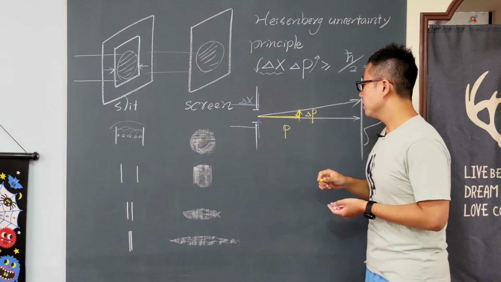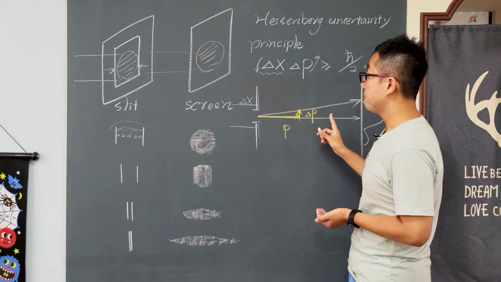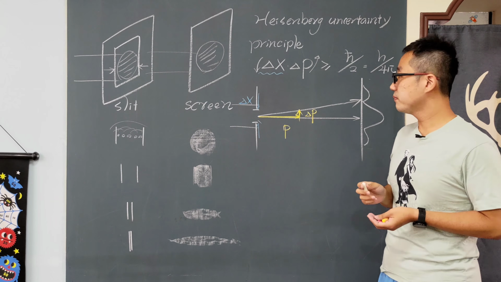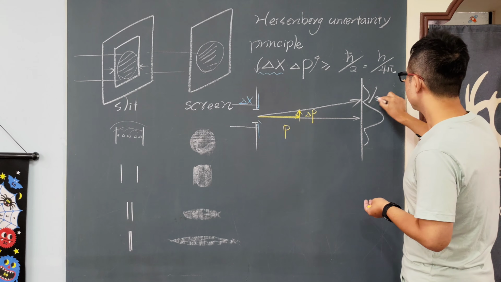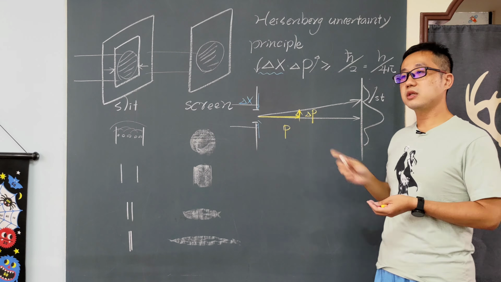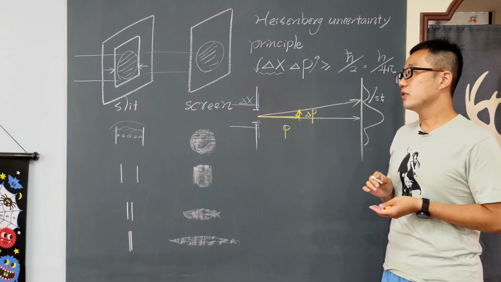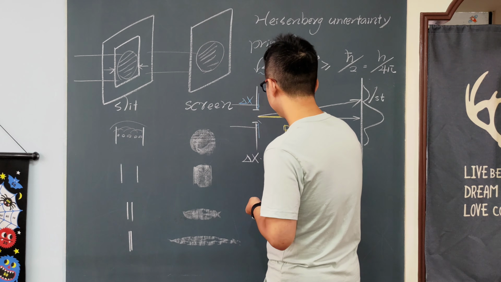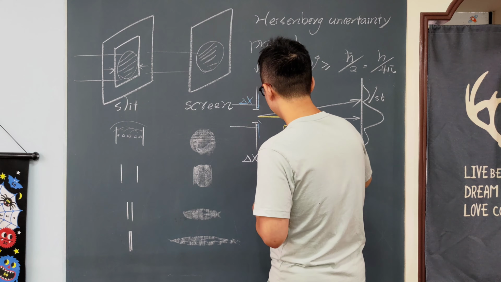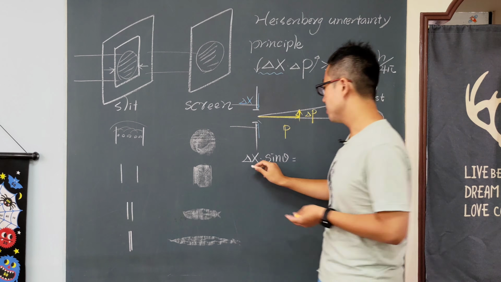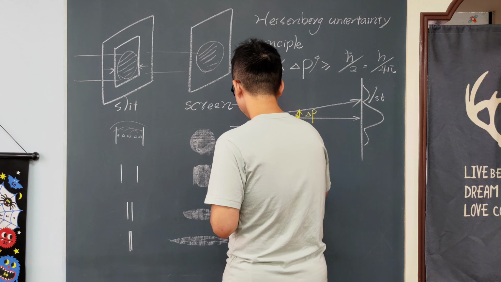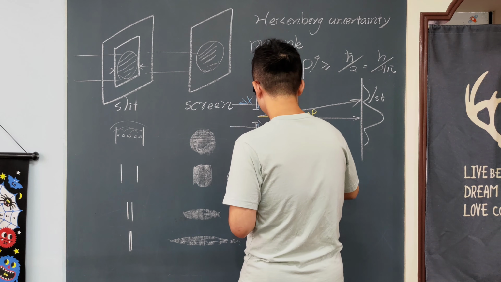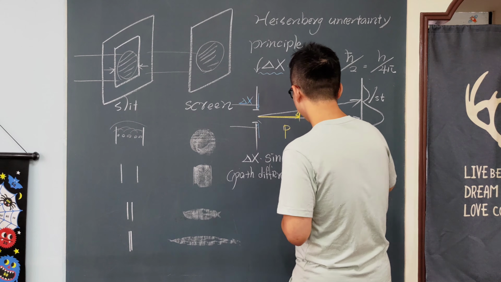So we can calculate delta P and delta X. Let's check what those results are. First, if we talk about the first destructive interference pattern, then the condition is delta X times sine theta, which is the path difference, should be equal to 1 lambda.